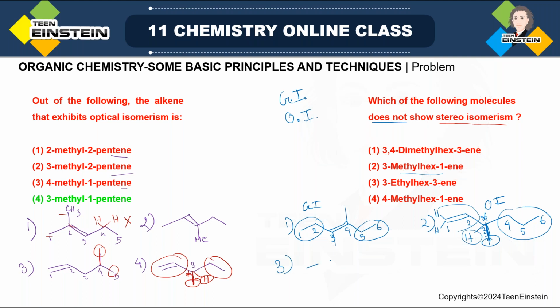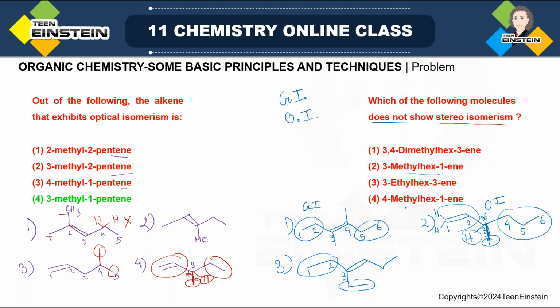This is not our answer. Third one, hex-3-ene: that means 1, 2, 3. At the 3 position there is a double bond. At the 3 position there is also an ethyl group. That means 2 ethyl groups here. You cannot have GI. But is there any optical isomerism possible? Optical isomerism here is not possible. We do not have any chiral center. GI is not possible here, and optical isomerism is not possible.